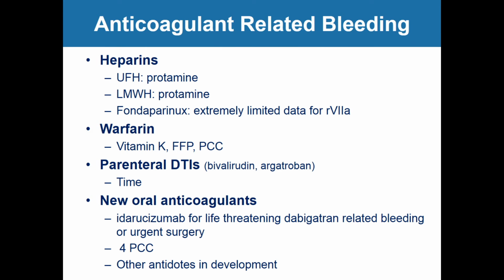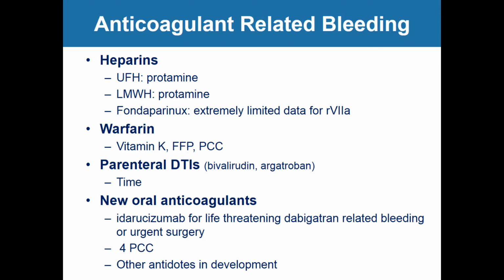For those patients being treated with low molecular weight heparin, protamine will reverse roughly 60 to 80% of the low molecular weight heparin activity. It will not fully reverse low molecular weight heparin. For fondaparinux, the synthetic pentasaccharide that results in activation of antithrombin, there is no specific reversal agent. Many people have tried recombinant 7A and published their reports, but the data are extremely limited.